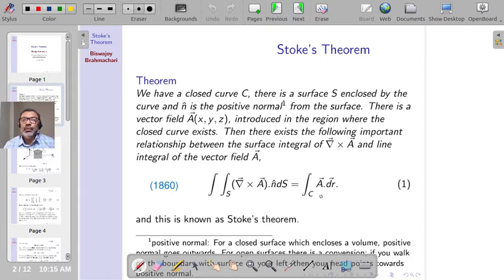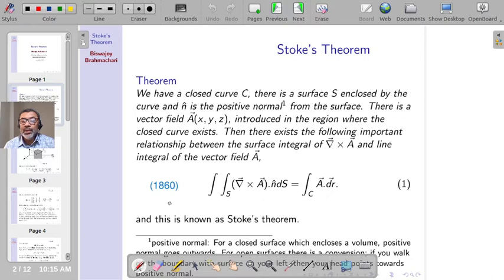If we state it more formally, suppose we have a closed curve C and there is a surface S enclosed by the curve. This surface is not necessarily a plane surface, it can be an uneven surface, and N is the positive normal from the surface. Now positive normal has the following meaning. For a closed surface which encloses a volume, the positive normal goes outwards.